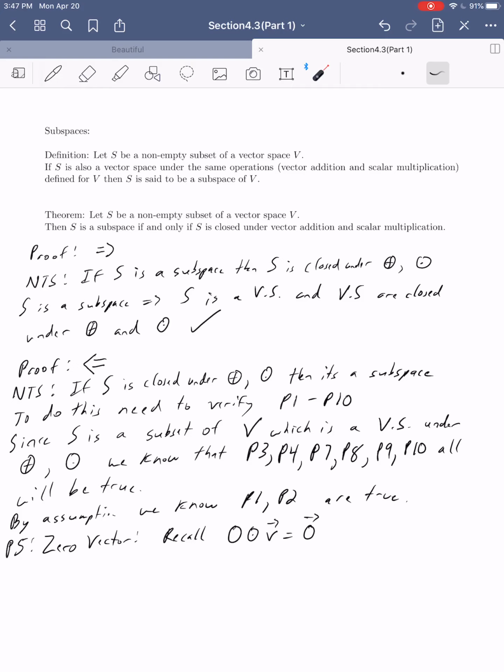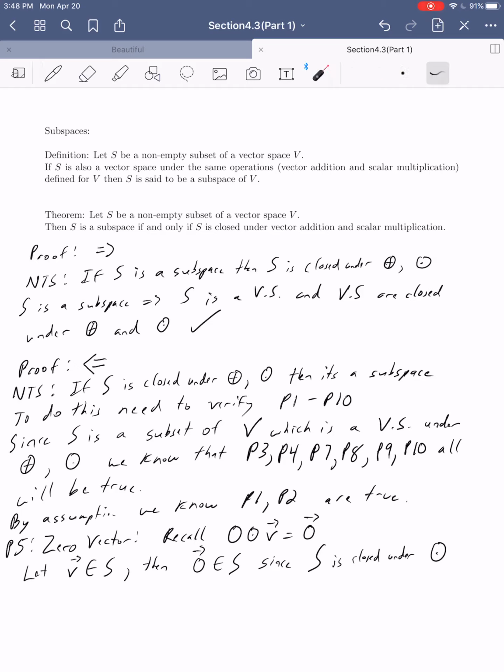We said that in a vector space, if you take the scalar 0 and scalar multiply with any vector v, you're guaranteed to get the 0 vector. Well, let's let v be in S, then this 0 vector must be in S, since S is closed under scalar multiplication. So we're just doing a little trick here.